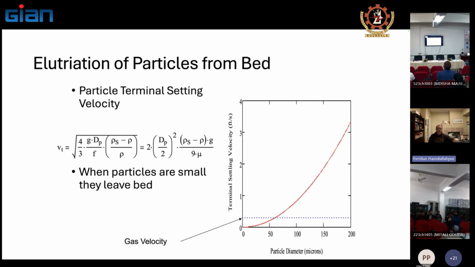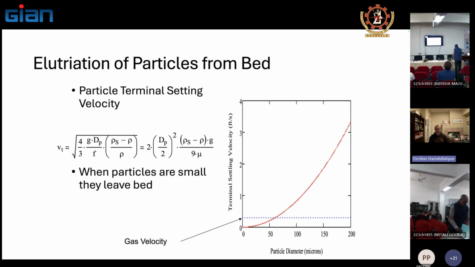Now, this is a different term. We call it elutriation. That means this is when you start losing the particles after the transport disengagement height: lighter particles no longer stay in the bed. They escape, and to do that, of course, your gas velocity will have to be higher than the particle terminal velocity, and this is how you calculate the terminal velocity of the particles. And if your gas velocity is higher than this, then you will lose all these particles.